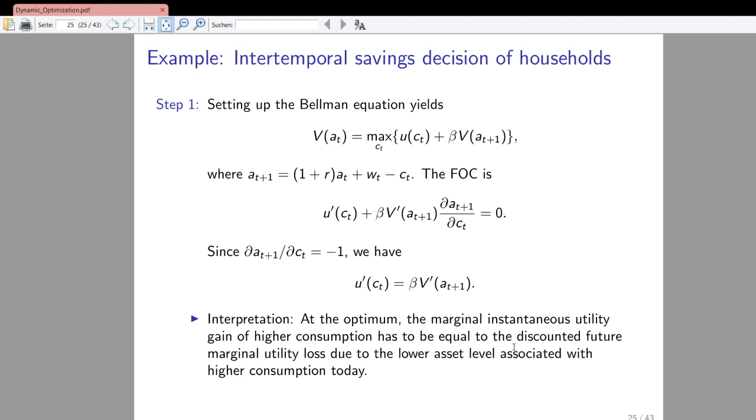And the interpretation of that is that at the optimal choice, the marginal instantaneous utility gain that I have today by having higher consumption has to balance off with the decrease in the discounted future marginal utilities for the associated decrease in assets at time t+1 that I have to sacrifice when I consume more today. And at this point where the utility gain from consuming more today balances off with all the future utility losses, at that point I cannot change consumption anymore and attain a higher lifetime utility level.